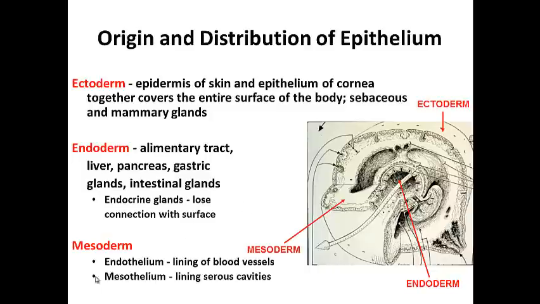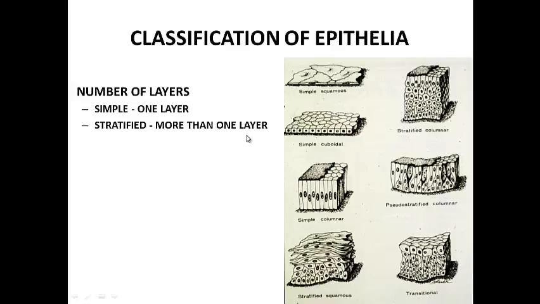Endothelium is what lines blood vessels. It is epithelium, but it's called endothelium. And mesothelium is what lines serous cavities, and we'll see some mesothelium later on. So where it comes from determines what type of structure is made from that.